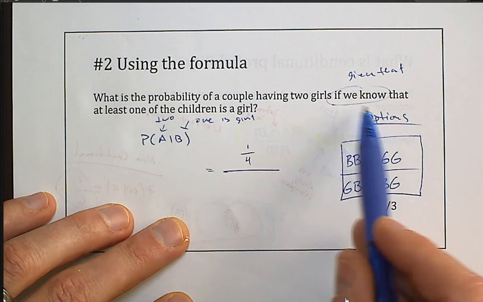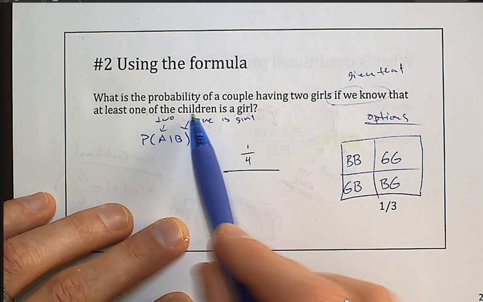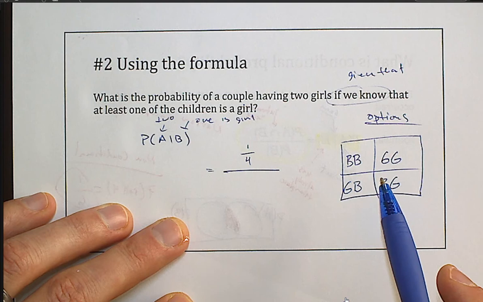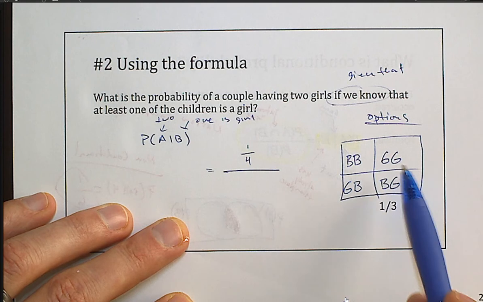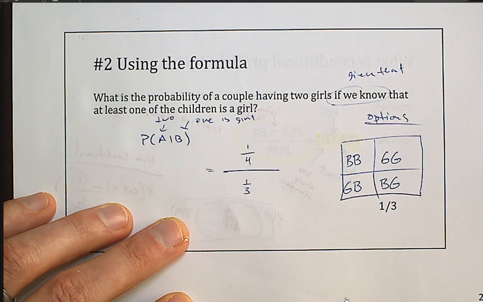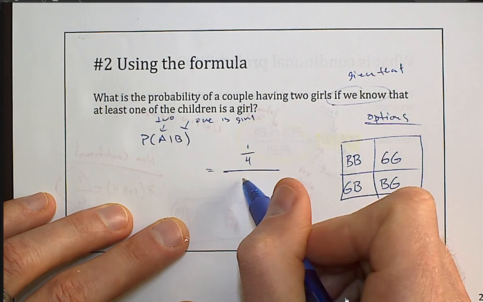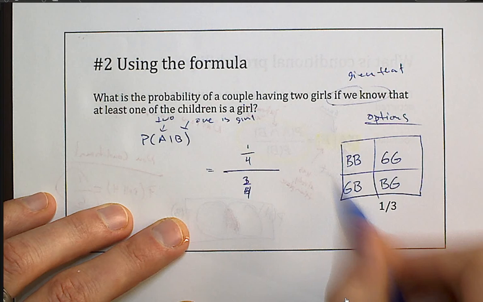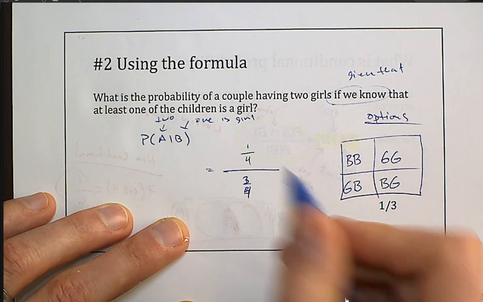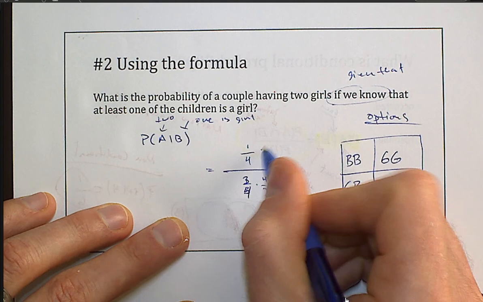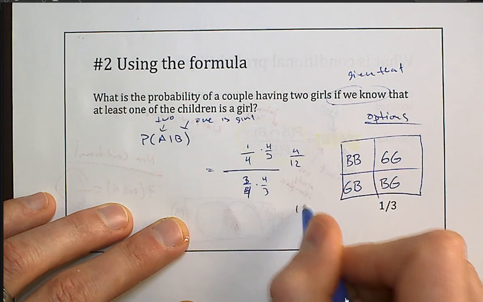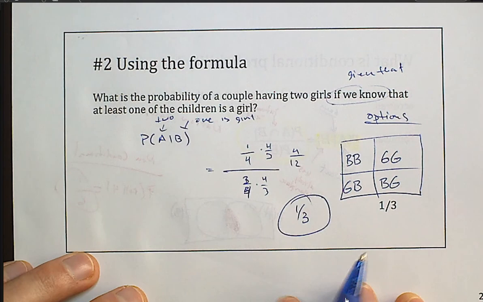If we know that at least one of the children is a girl, well, look at the 4 boxes. How many of those boxes have a situation where one of them is a girl? 1, 2, 3. So that would be 1/3, right? Or excuse me, 3/4. 3 of them, 3 of the 4. So it should be 1/4 over 3/4. If you solve that, you've got to multiply by the reciprocal, and you would get 4/12, which is 1/3. 1/3 would be your answer.